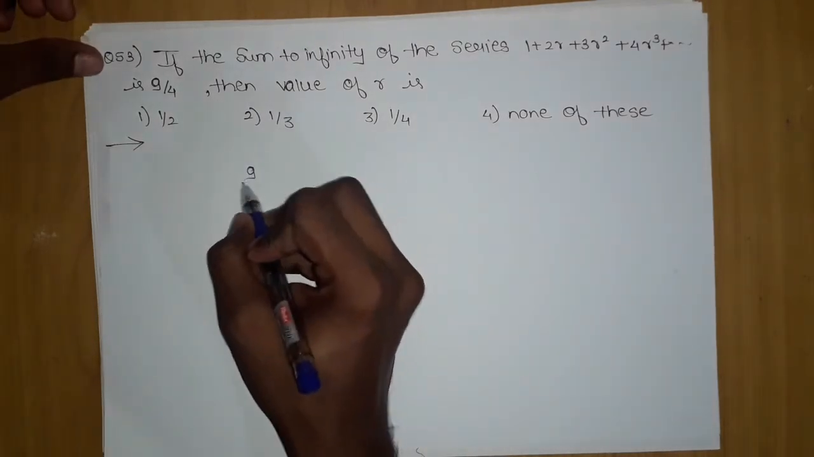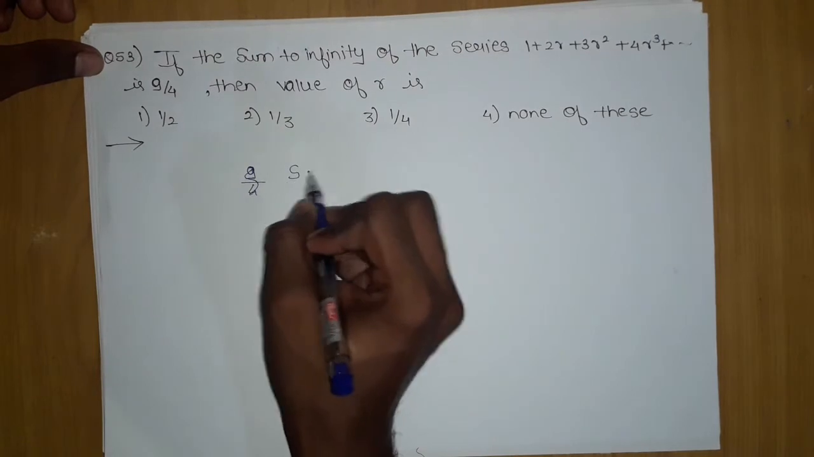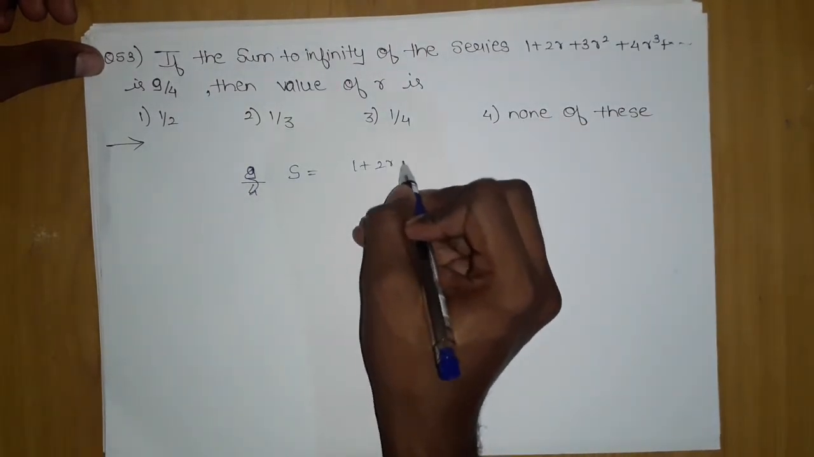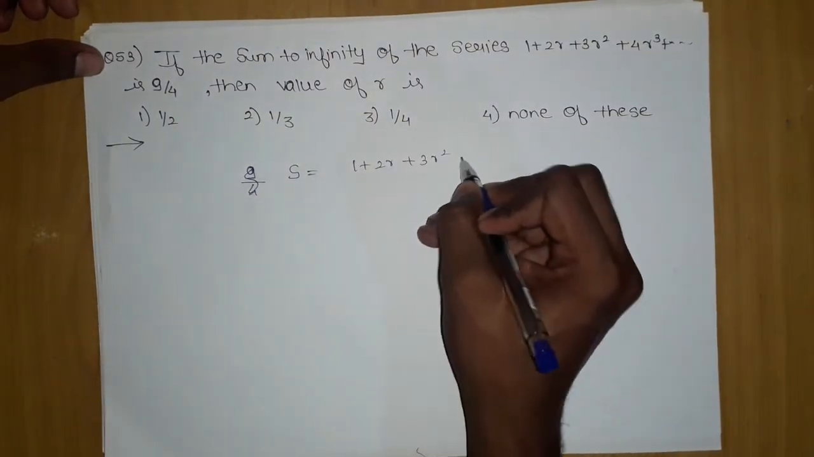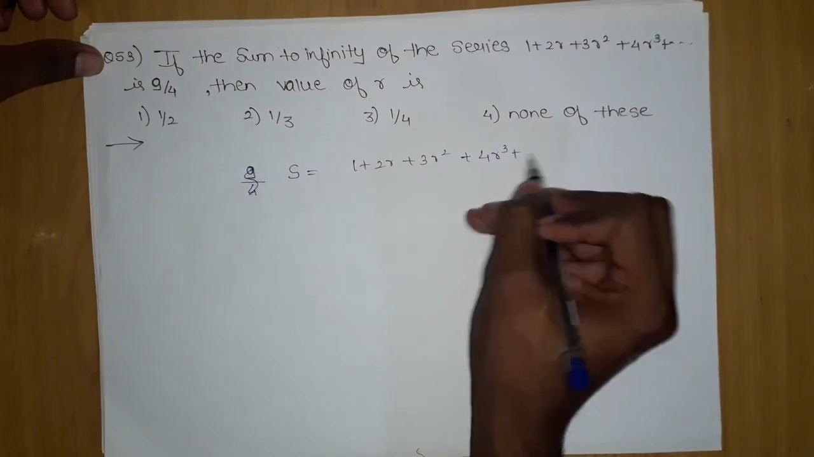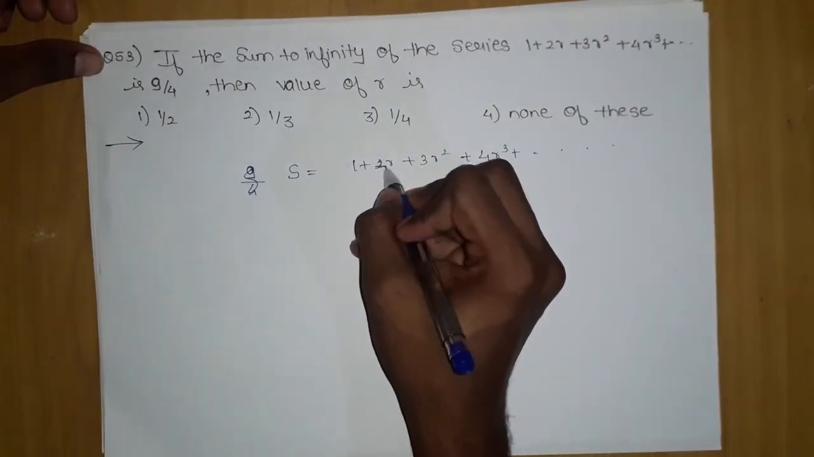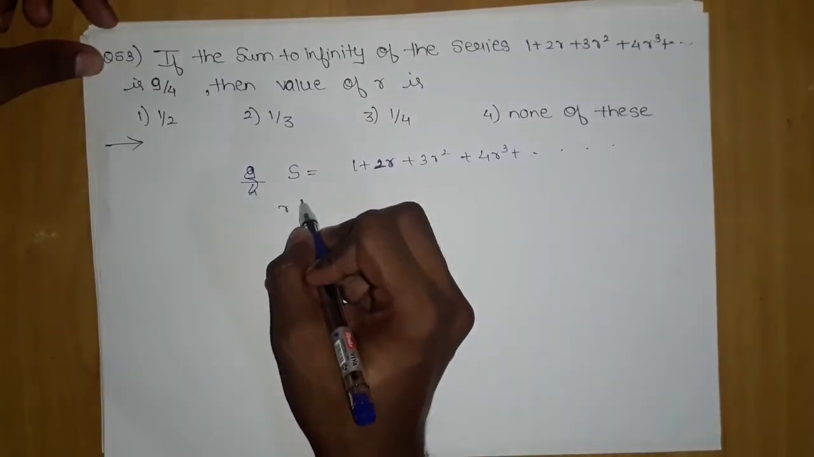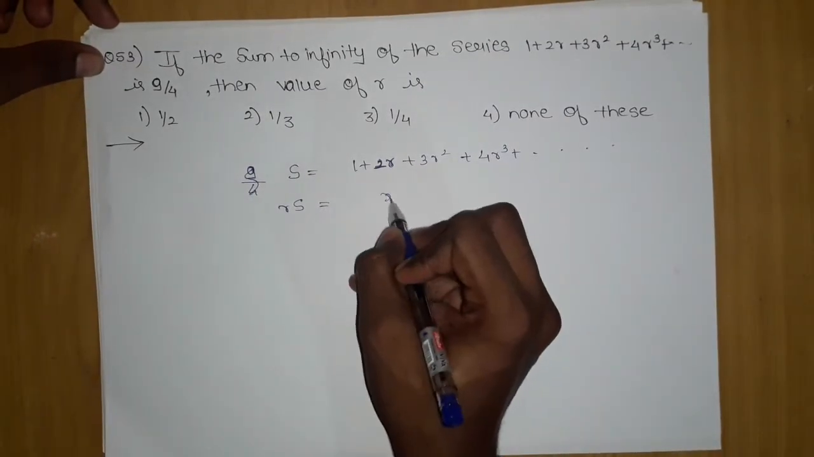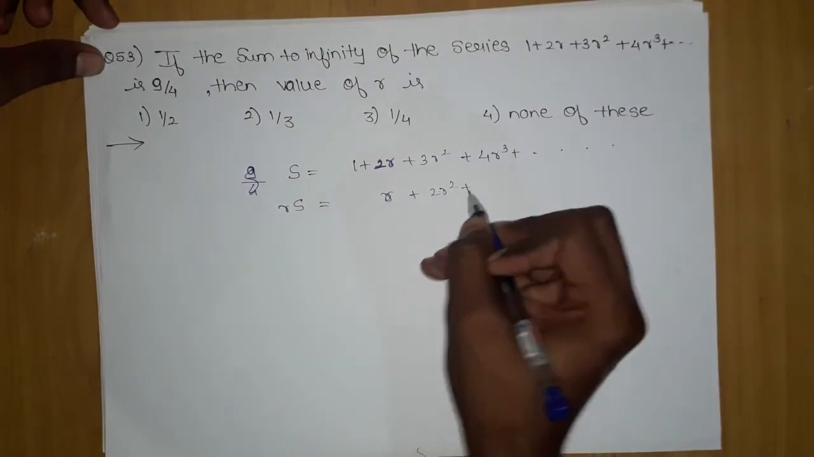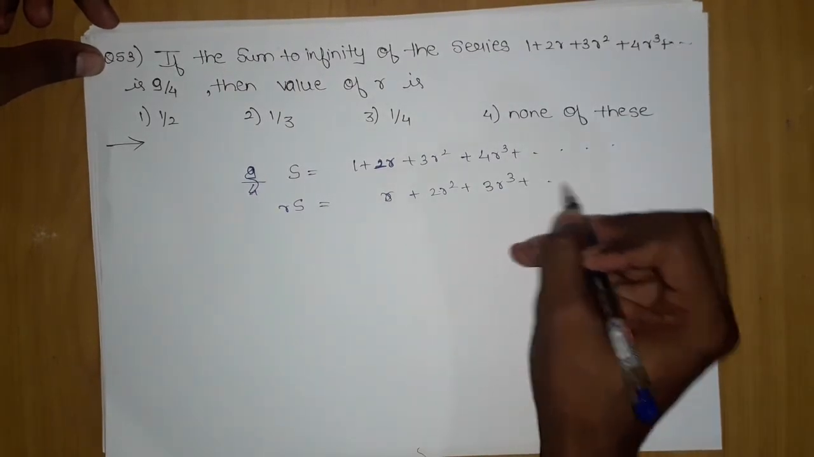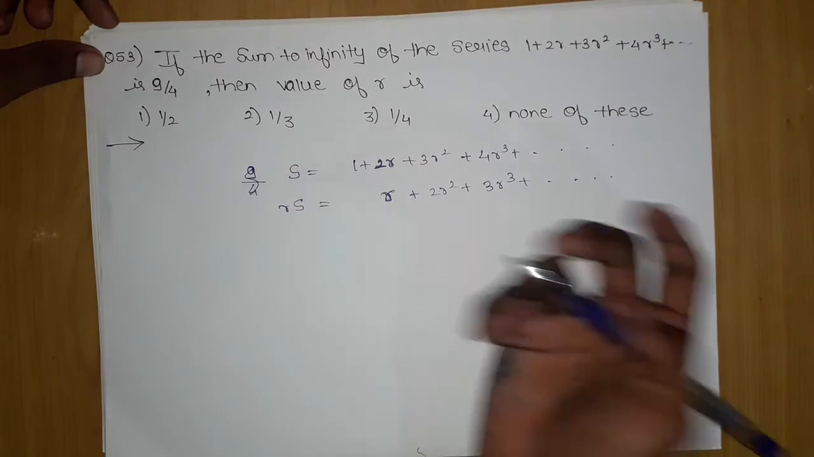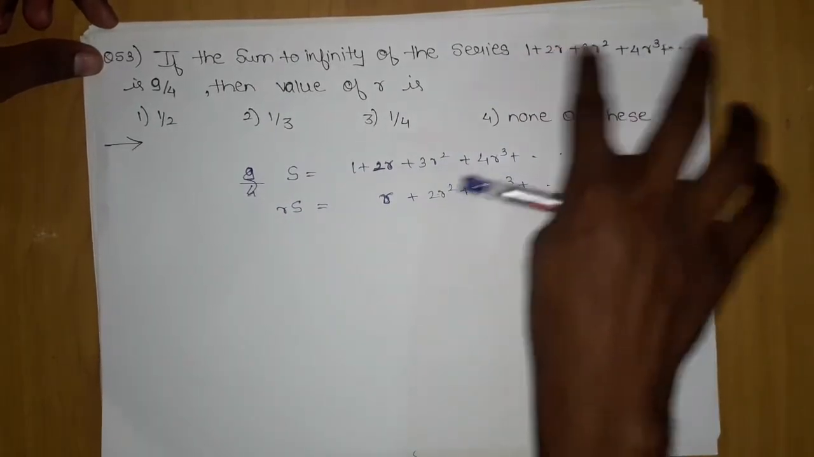The sum is given as 9 by 4. Let's take it as S. First you should try it. If you cannot do this question, then it's very sad news for you, it means you are not learning anything properly. Then I will multiply with the common ratio, which is r. Then this will be r, 2r square, 3r cube. This was the method to solve AGP, because this is in AP and this is in GP.